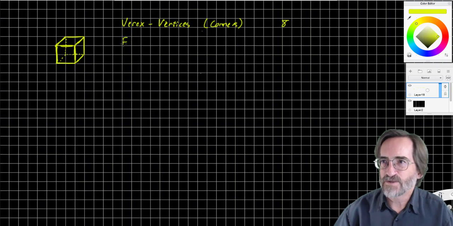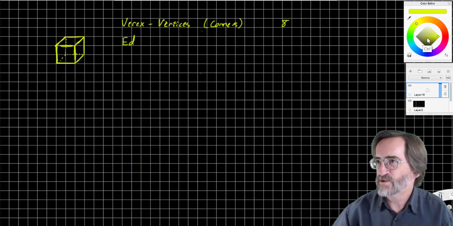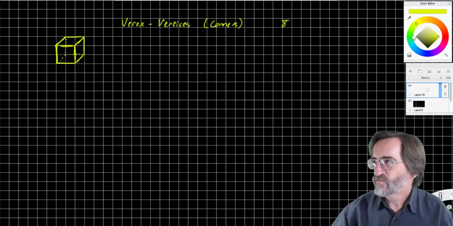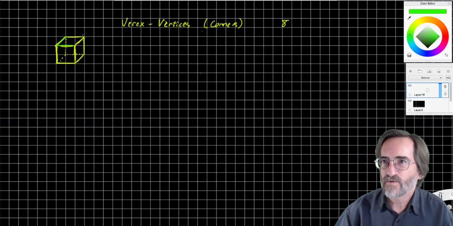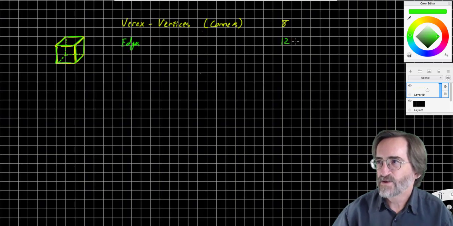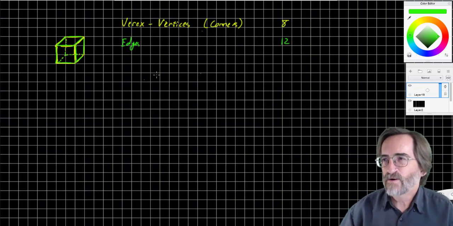And then we have edges. Edges are sides, and there are 4 on top. 1, 2, 3, 4. Let's change colors here. And then 5, 6, 7, 8. And then the verticals, 9, 10, 11, 12. So there are 12 edges, okay? And then there are faces.